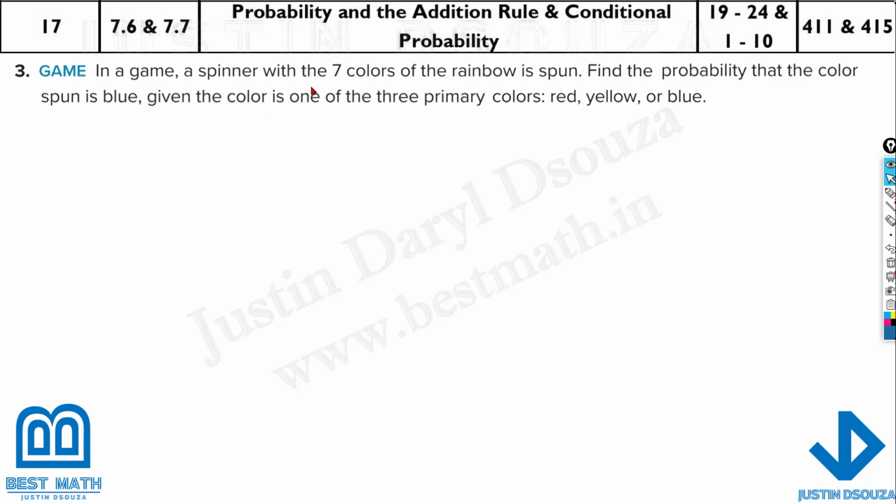It's about a game. In a game, a spinner with 7 colors of the rainbow is spun. Rainbow has 7 colors, and find the probability that the color spun is blue, given that the color is one of the 3 primary colors: red, yellow, blue. Over here, it's the condition, 3 out of 7, and up above, what do we have to write? The probability of A and B. It should be blue and common with this condition, right? Blue is the only color which is common, 1 out of 7. Or you can think like this: only 1 is common, and how many total are there over here? It's 3. So 1/3. Or the 7 cancels. Answer is 1/3.